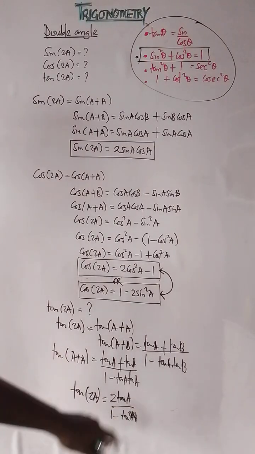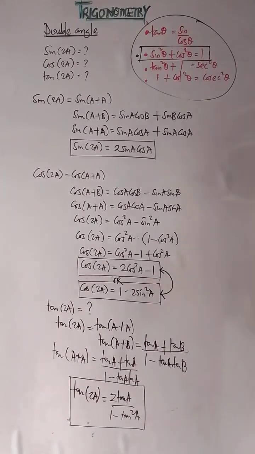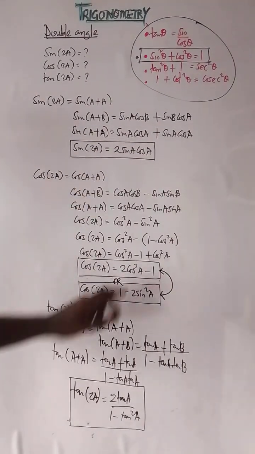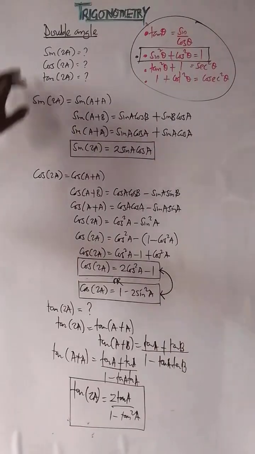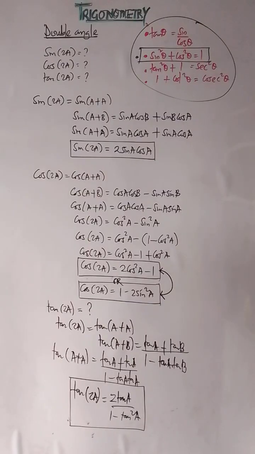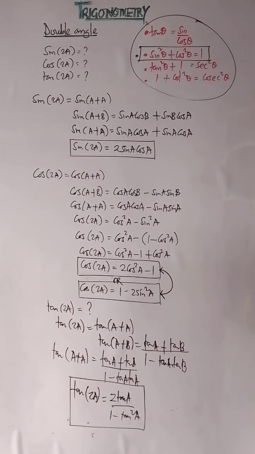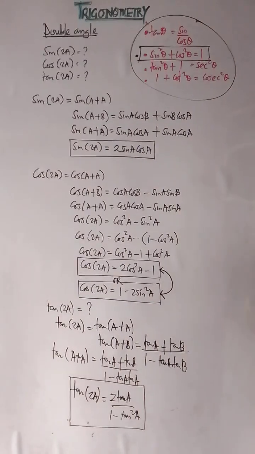Because tan A multiplied by tan A is tan square A. So the double angle for sine is this, for cos it is either this or this, and for tan it is this. If you know double angle, you can go to triple angle, 4 angle and the likes. So let's do triple angle, then we'll go to half angle. Before that, note everything inside the box, you must commit them to memory.